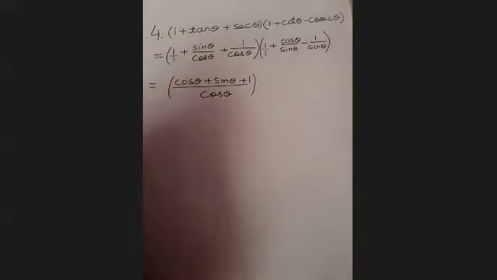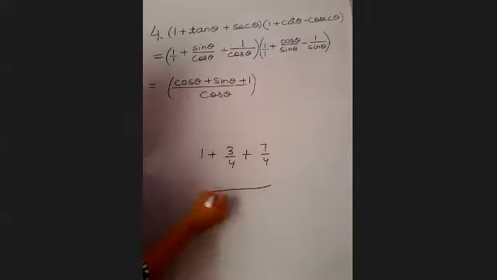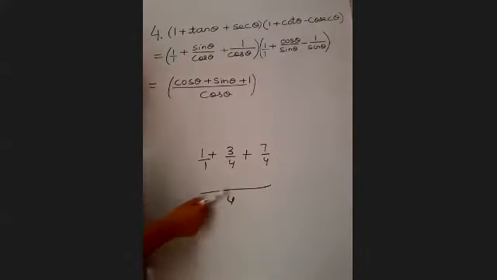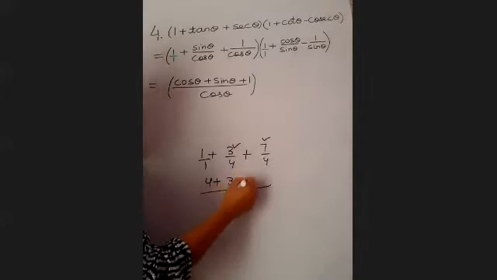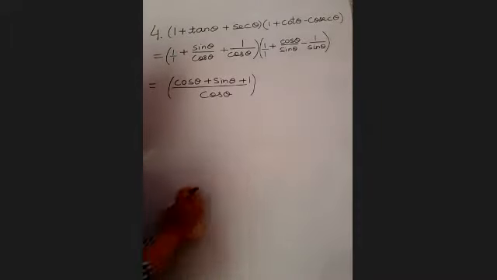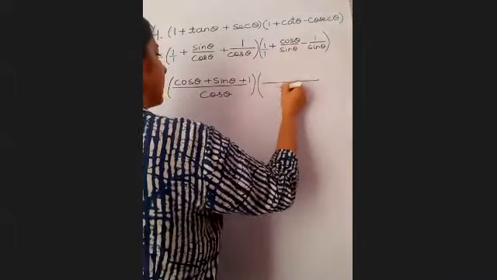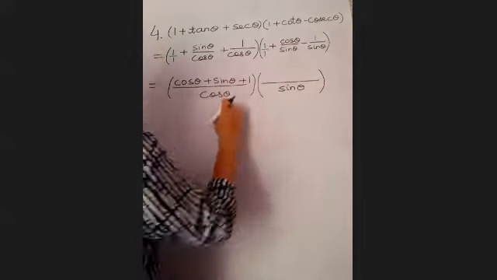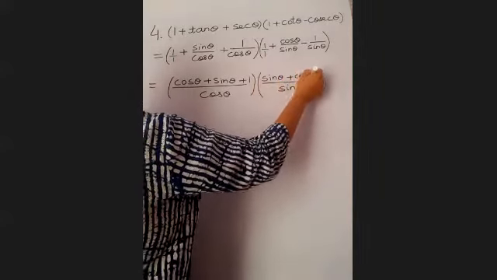Children, I hope LCM is clear. If not, you may ask me. It is something like when you are taking 1 plus 3 by 4, 7 upon 4. You take 4 as LCM. 4 divided by 1 is 4, 4 into 4 is 4, and these two remain as they are because 4 is already there in the denominator. So that is what I have done here. In the next bracket, the LCM of 1 and sine will be sine theta. Likewise, this one will become sine theta, cos theta as it is.